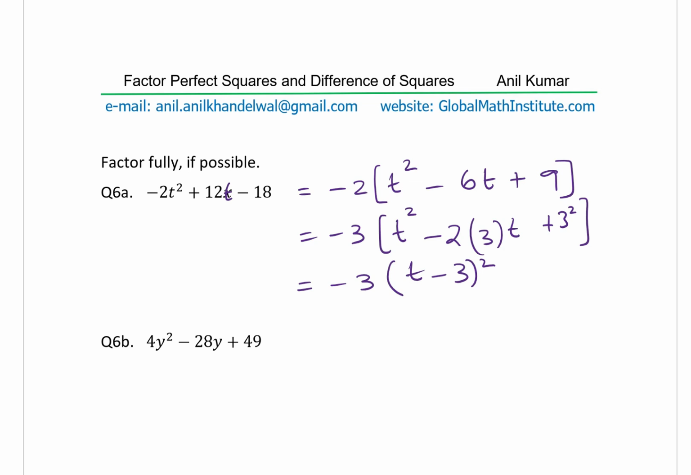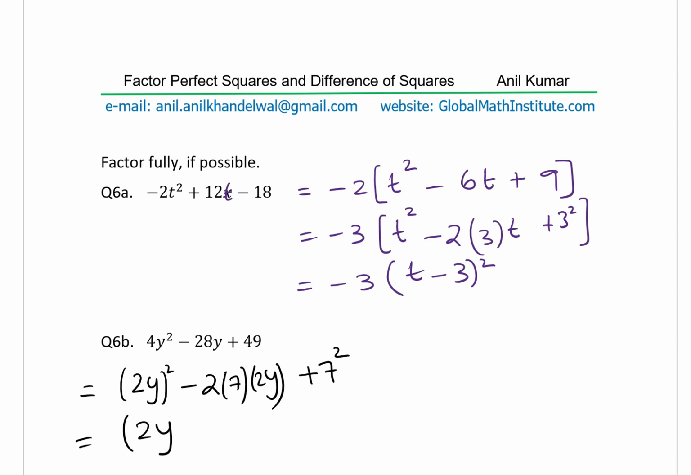Now let's do the next one, which is 4y squared minus 28y plus 49. Well, 4y squared is 2y whole squared. 28 could be written as 2 times. We'll come back to this. First, let's write what 49 is. 49 is 7 squared. So we'll write this as 2 times 7 times 2y. Do we get minus 28? 7 times 2 is 14 times 2 is 28. Yes, we do. So that means this is a perfect square and can be written as 2y minus 7 whole squared. So that becomes the solution.